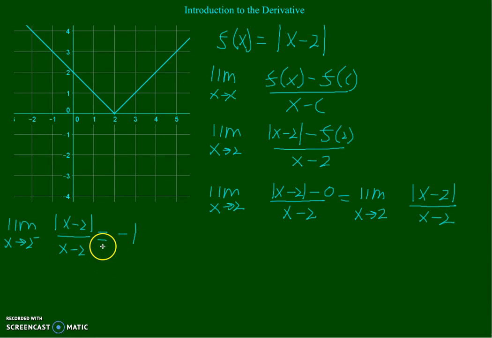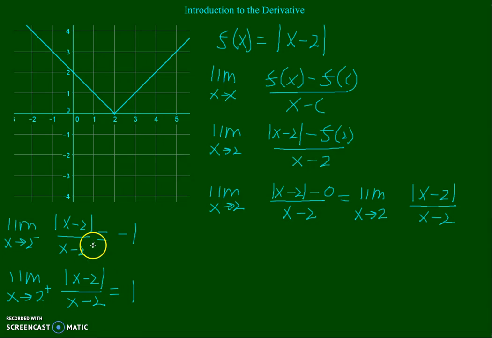Now let's take a look at that same limit from the right. Now we have the absolute value of x minus 2 over x minus 2. In this case now, x is to the right of 2, which is greater than 2. So a number greater than 2 minus 2 is positive. They're again the same number in the numerator and denominator. Positive divided by positive is a positive number, which is positive 1.